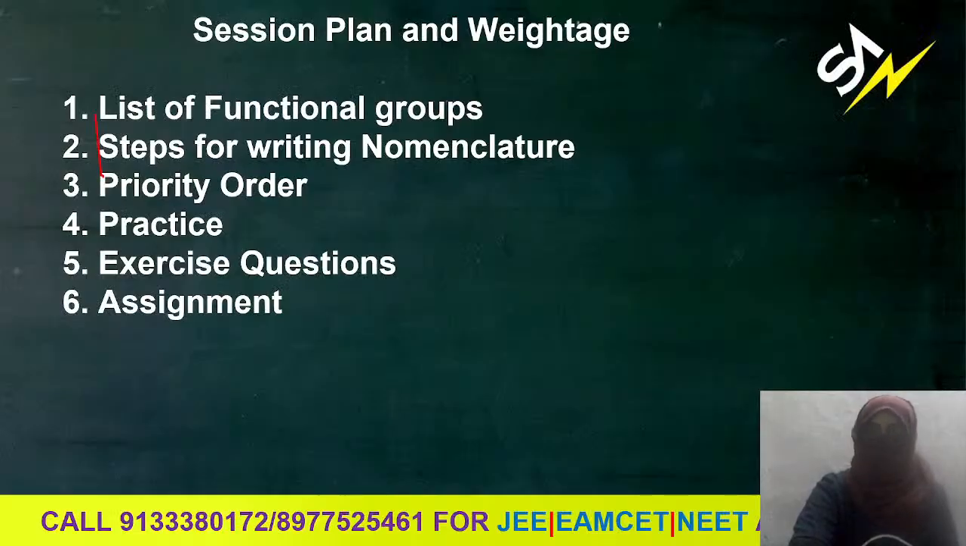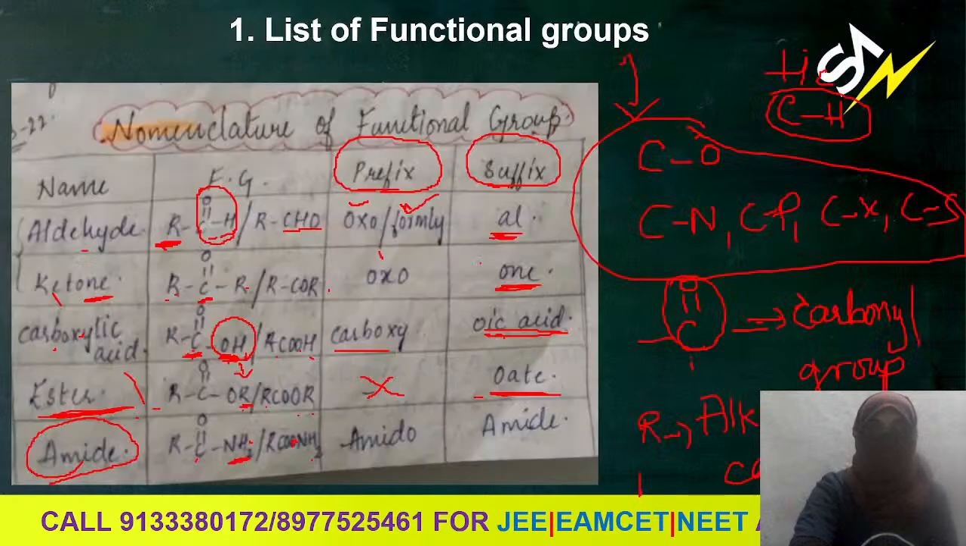So the session, as we have already discussed, covers the list of functional groups, steps for writing nomenclature, priority order, practice exercise questions, and assignment. Out of these 6, we have already finished the first 3 parts in the previous video: list of functional groups, steps for writing nomenclature, and the priority order. We'll just have a quick glance at all of this.